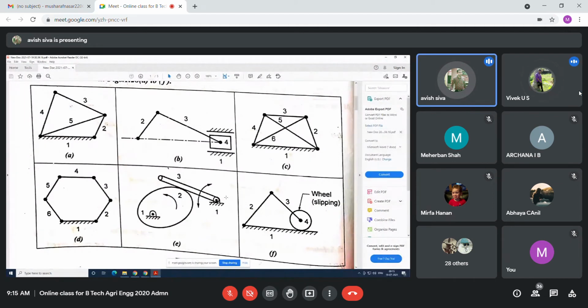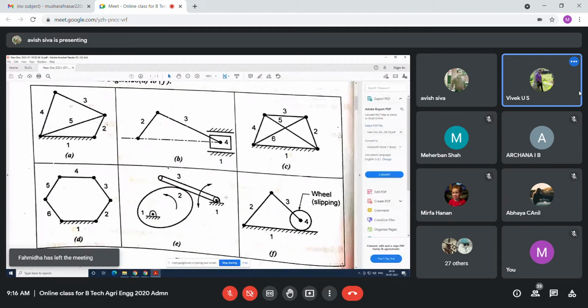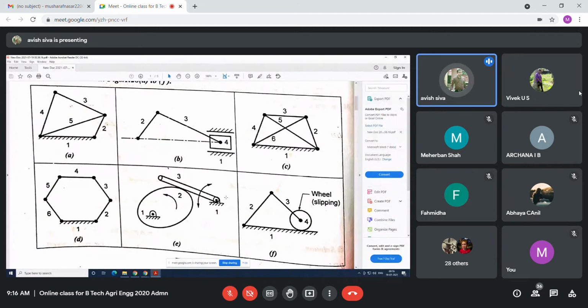Vivek, what about the second question? Number of links. Sir, number of links 2. Second question, figure 1.6b. What about the number of links? Sir, 3 links. Only 3 links.